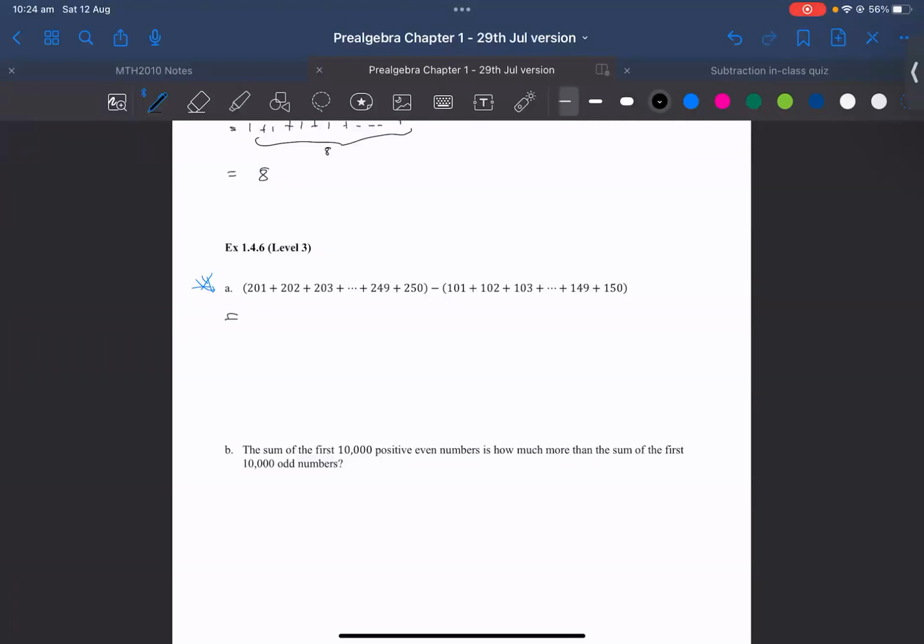201 minus 101 is 100, right? What's 202 minus 102? Also 100, right? 203 minus 103, also 100. And every single one of these pairs, when you subtract them, becomes 100. So you have how many pairs of 100? 50. So 50 times 100 is your answer.